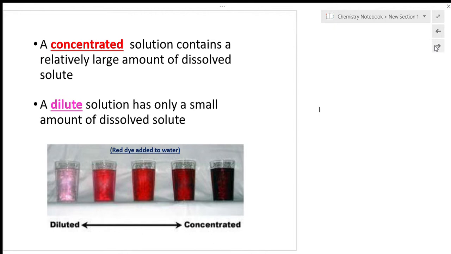If you notice on the left, it's very, very faint in color because there's only a small or minute amount of solute in there, which is the red food dye. So that's what it means by concentrated versus dilute. You have a lot of solute versus very little solute dissolved in the solution.